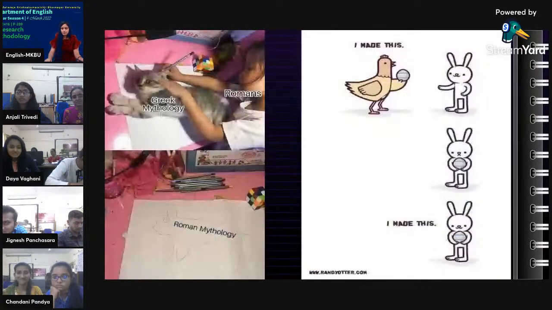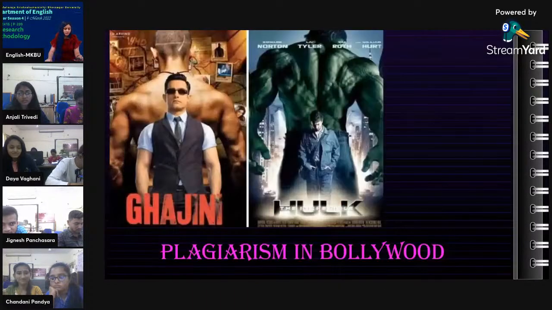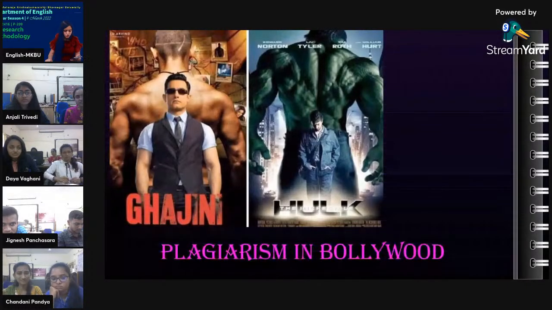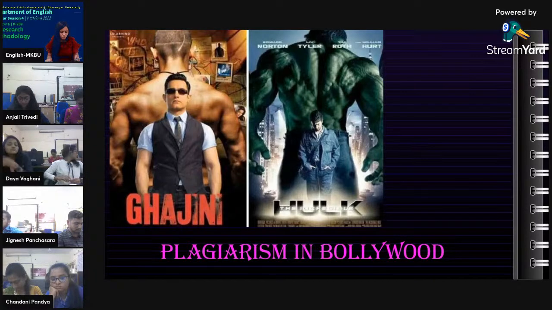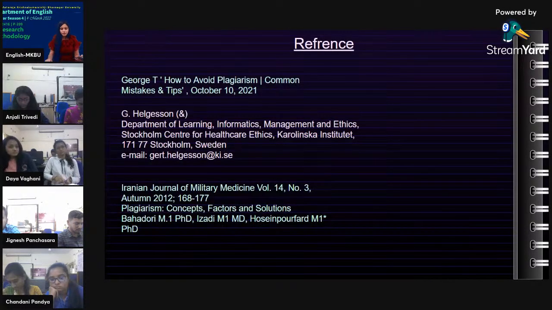And here are some other memes of plagiarism, and here is the poster of Ghajini. I want you to know that the trailer of Aamir Khan's Ghajini was accused of having glaring similarities with Christopher Nolan's neo-noir thriller Memento, and other than that, the makers of Ghajini were also accused of lifting the poster art from the film Incredible Hulk. Here are my references.